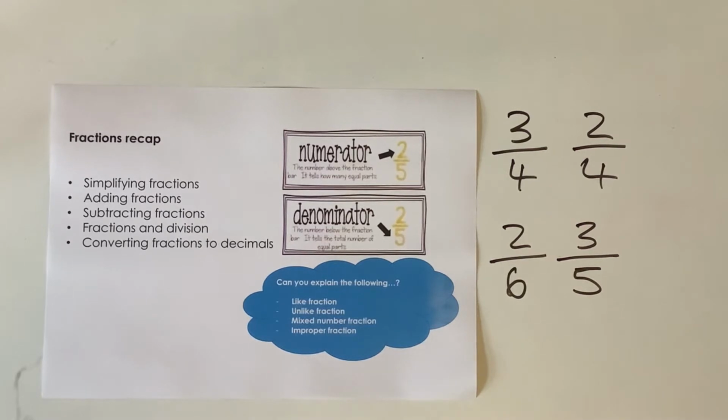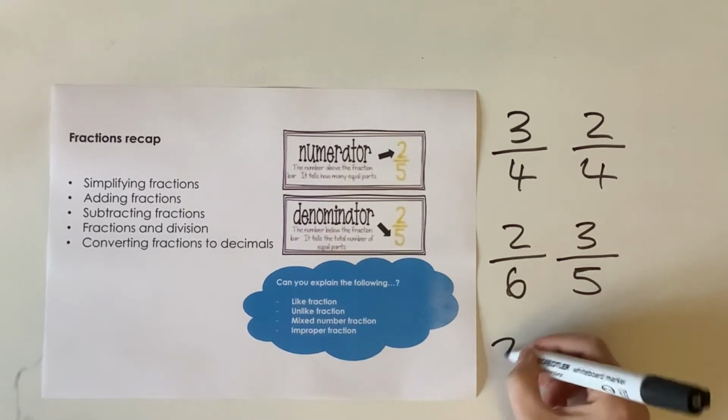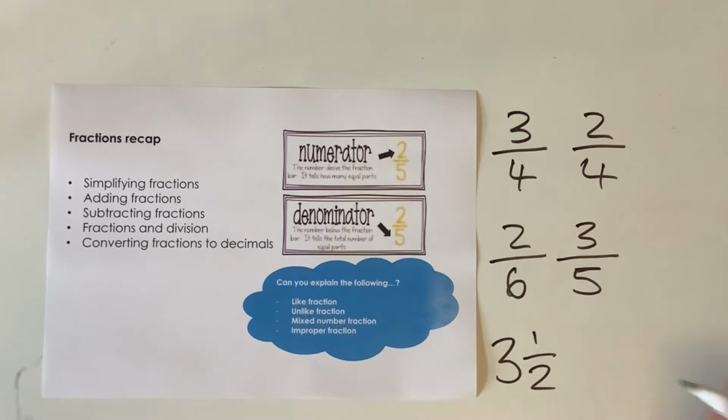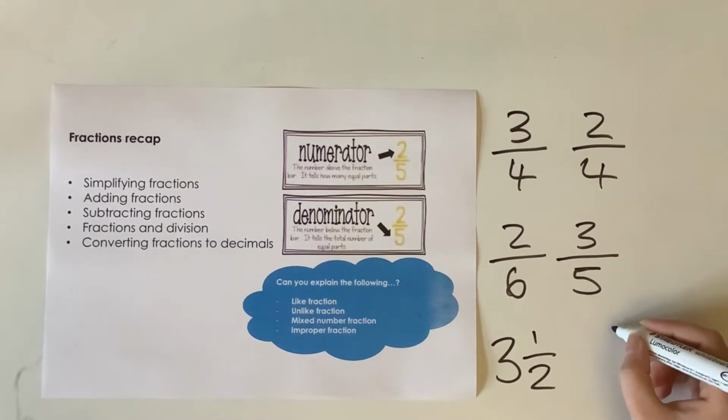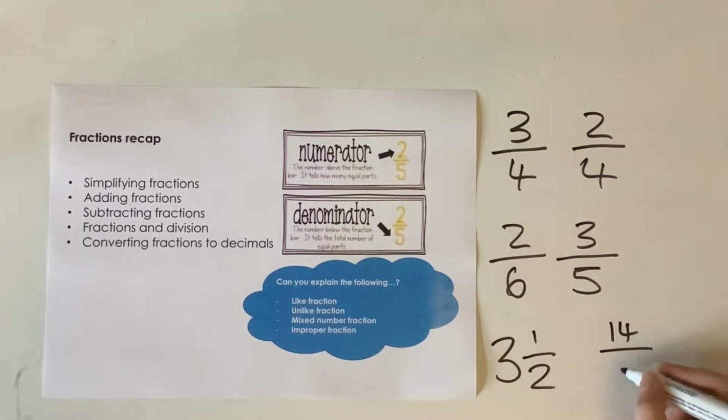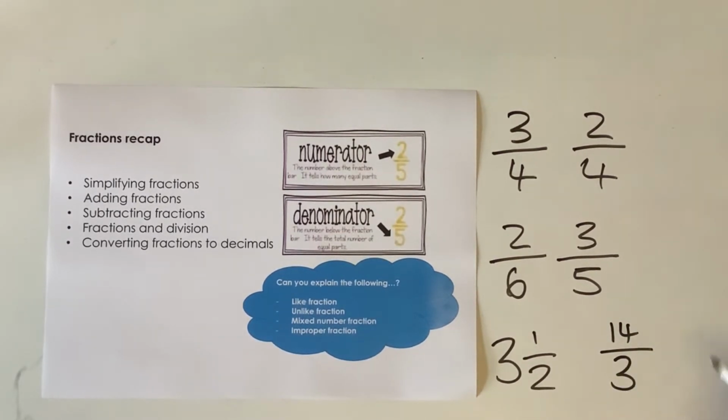A mixed number fraction is a mixture of a whole number and a fraction. So for example, 3.5. And an improper fraction is where the numerator is bigger than the denominator. So for example, 14/3. Which we could then convert into a mixed number fraction. But an improper fraction is where the numerator is larger, meaning that it is more than a whole. Super, so hopefully you had a similar explanation for each of those.